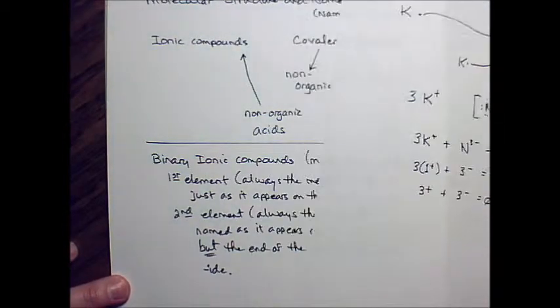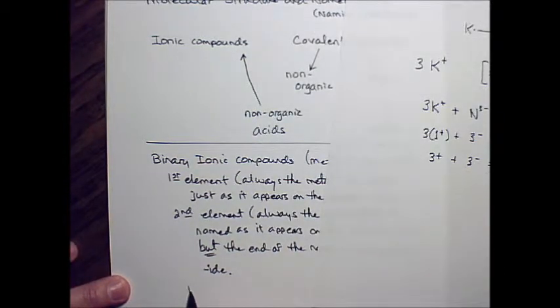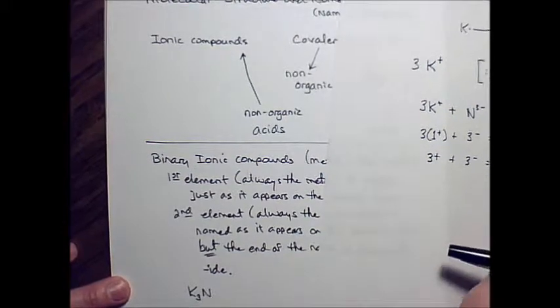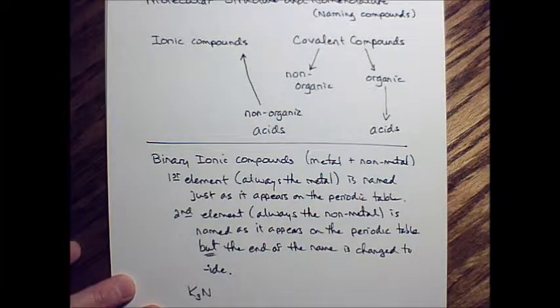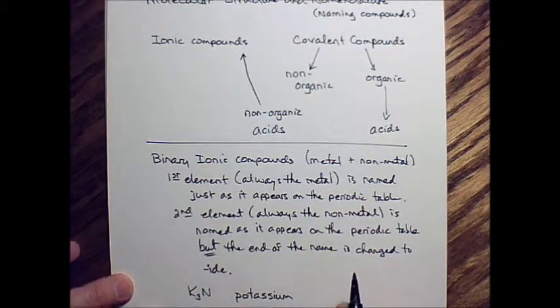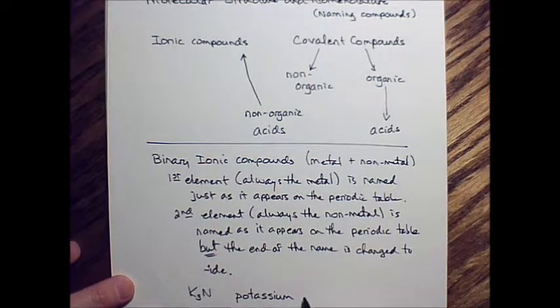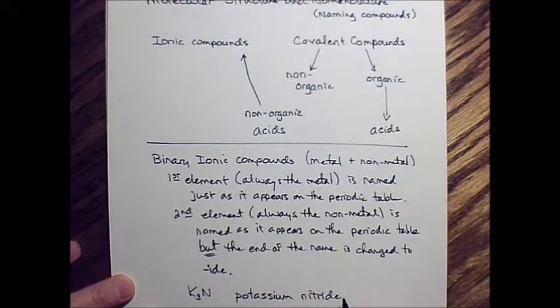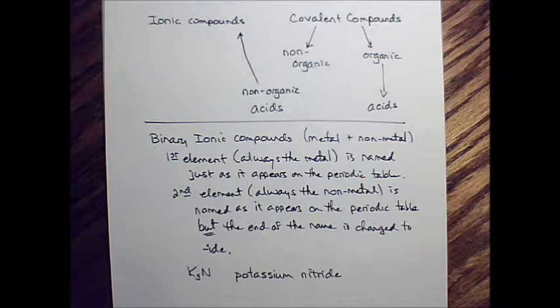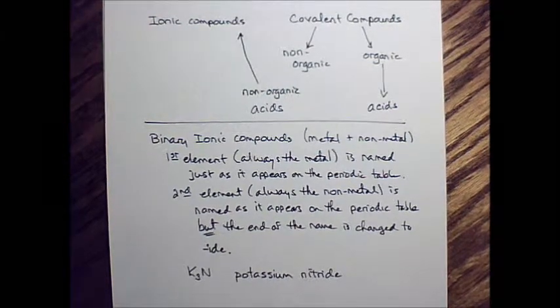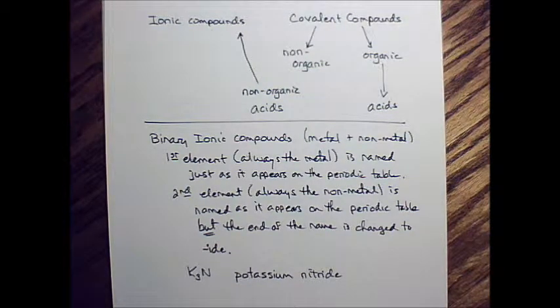So, naming this compound, K3N, what are we going to call the first element there? Potassium. And what are we going to call the second element in this name? Nitride. Okay, nitridide would be fine, but it just sounds better as nitride. Potassium nitride. Got that?